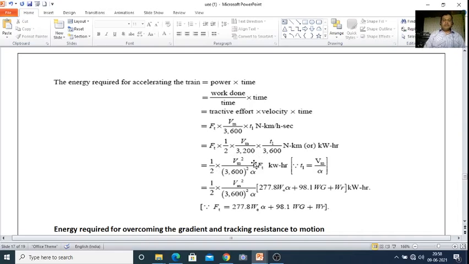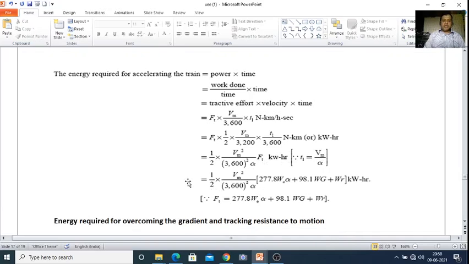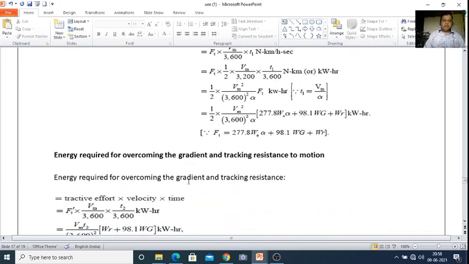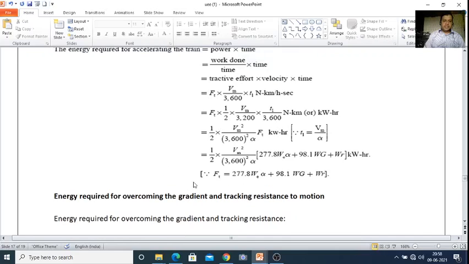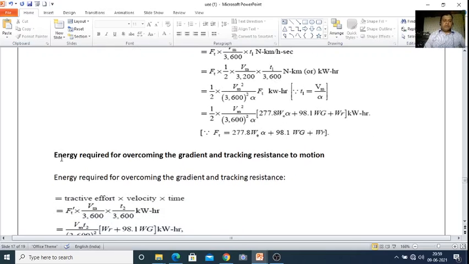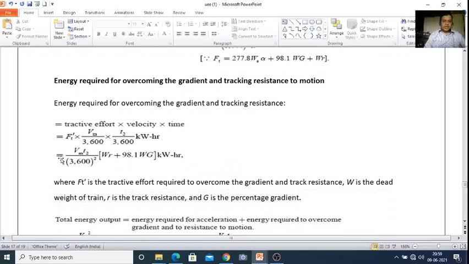So we see that half into (Vm square by 3600) whole square into alpha into Ft, where T1 is equal to Vm by alpha, and therefore we have the energy requirement. The energy required for accelerating the train is half into (Vm by 3600) whole square into alpha into 277.8 We alpha plus 98.1 Wg plus Wr kilowatt hour.